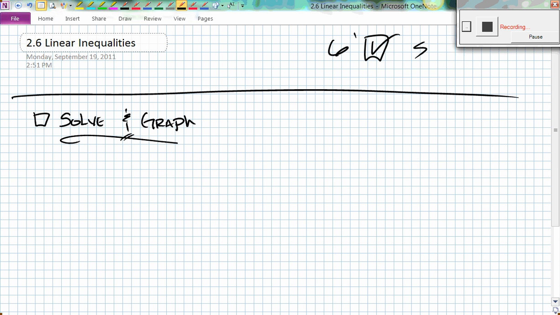Okay, first one. If I gave you 3 minus 2x is less than 5. We're supposed to solve and graph this linear inequality. It's linear because the degree is 1. It's an inequality because it has an inequality sign. So just pretend for a moment that inequality sign was an equal sign. What would you do? Yes, Gus.